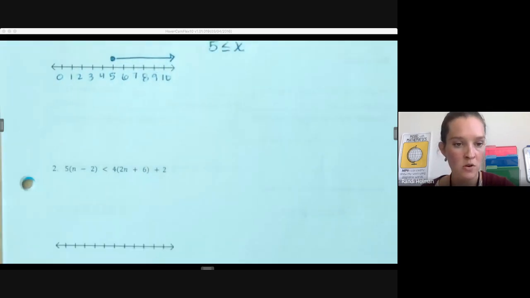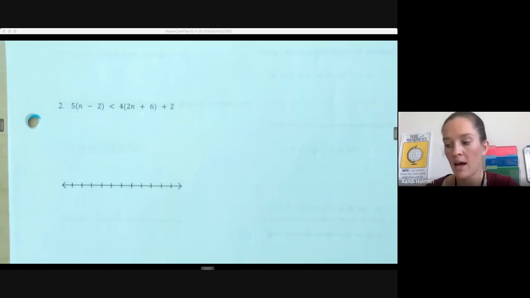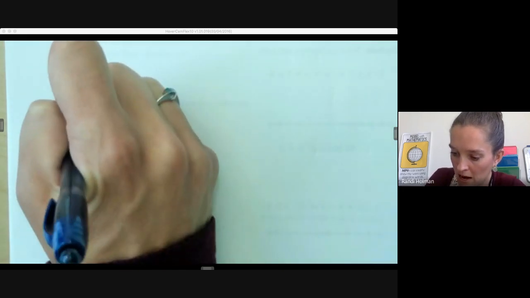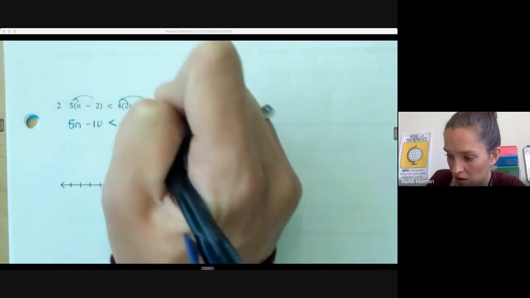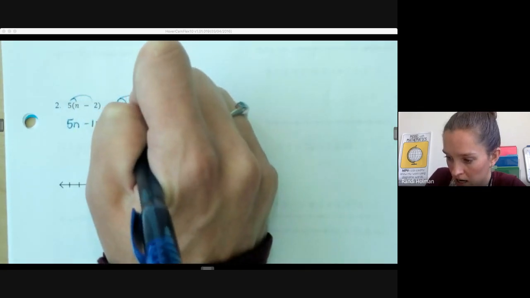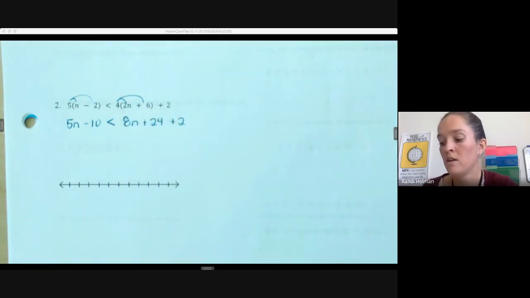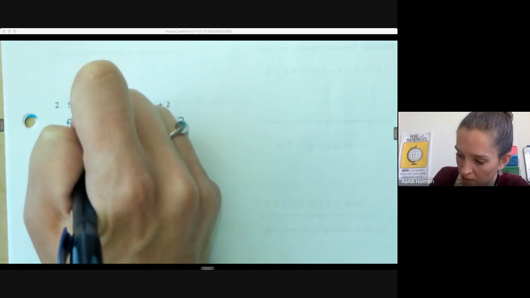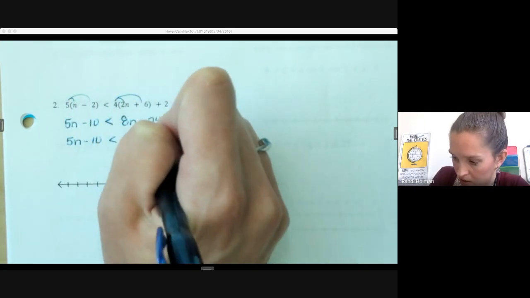Okay, let's try one more here. This one's a little more complex. We got a lot of things going on. We have some things on each side, so let's start by simplifying. Distribute your 5 here. We get 5n minus 10 is less than, distribute your 4, 8n plus 24 plus 2. Okay, we can combine like terms there. So we get 5n minus 10 is less than 8n plus 26.